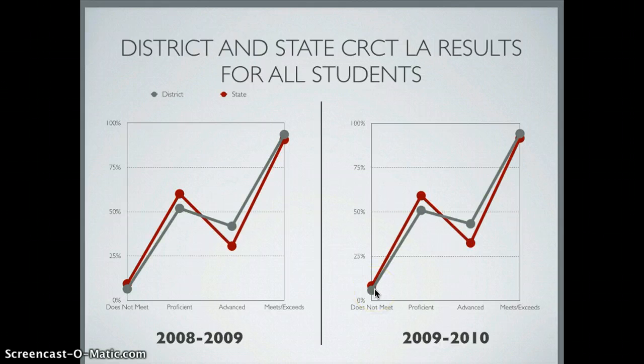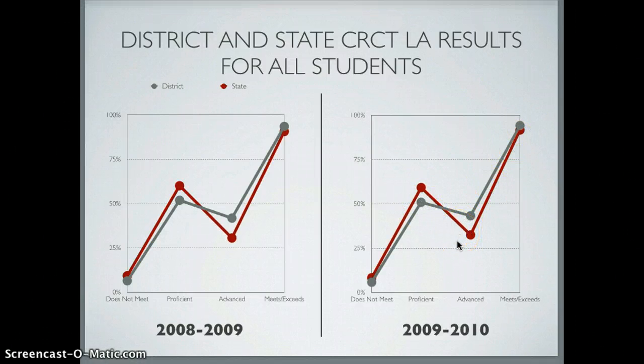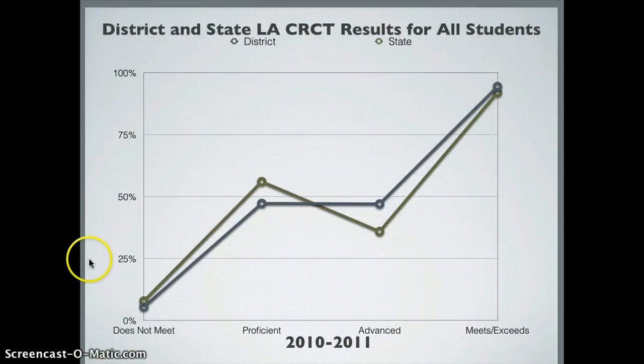The district here has pretty much stayed the same. If you look at the graph, the lines don't really change too much. Here's the same comparison, except we're looking at the next year of 2010, 2011. The gray line is the district and the green line is for the state. The district has less students who do not meet in comparison to the state. And you can see that we have, as a district, more students who are meeting and exceeding and more students who are advanced.